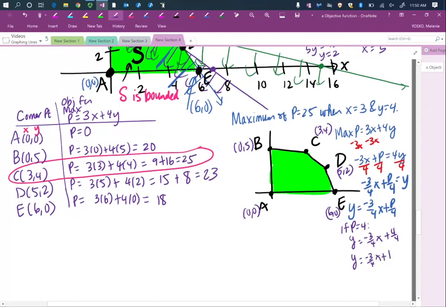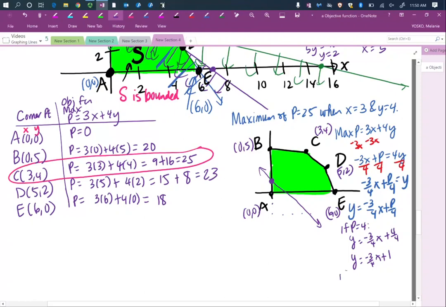We know how to graph that. We would start with the y-intercept, which is (0, 1), just kind of eyeballing it somewhere here, and your slope would be negative 3/4. So down 1, 2, 3, and right 1, 2, 3, 4. So your graph would look something like this. Okay? And then you say, well, what happens if P is bigger than that?